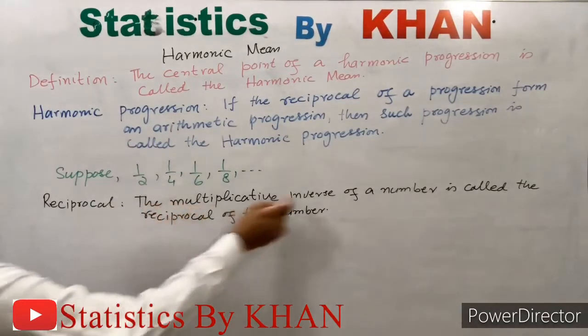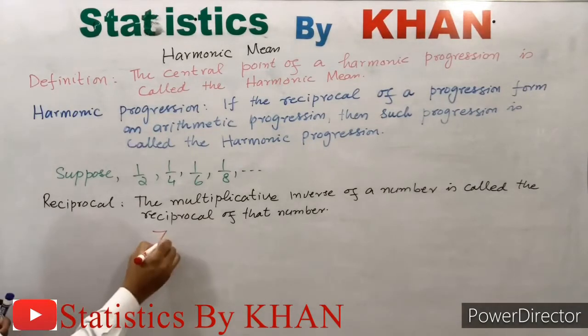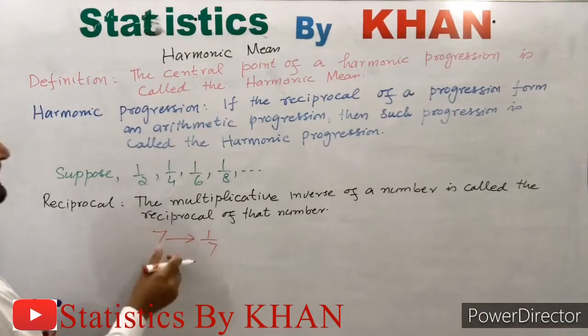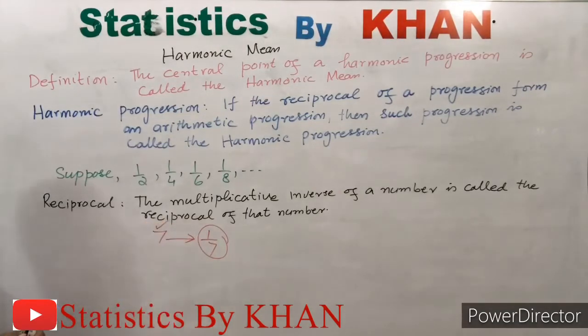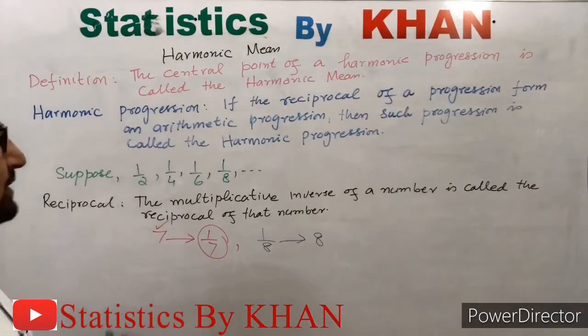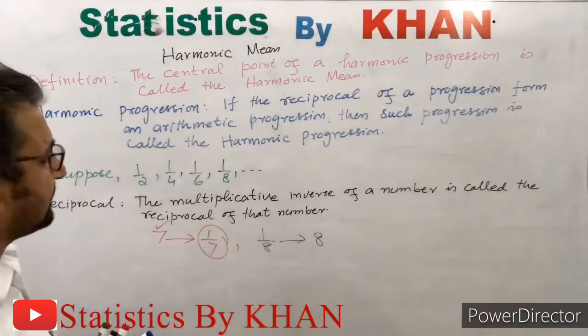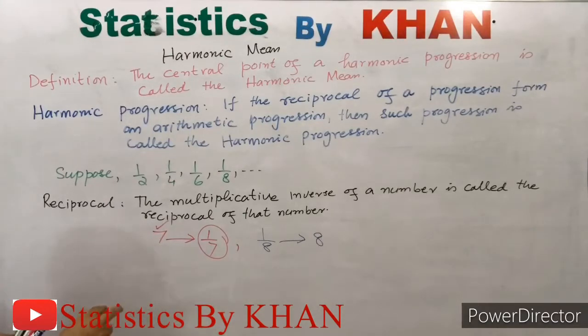The multiplicative inverse of a number is called the reciprocal of that number. Suppose the number is 7, so its reciprocal is 1 over 7, because if we multiply them, we will get 1. So this 1 over 7 is the multiplicative inverse of 7. Similarly, for 1 over 8, 8 is the multiplicative inverse, because if we multiply them, we will get 1. So in simple words, the opposite of a number in terms of upside down is called the reciprocal of that number.